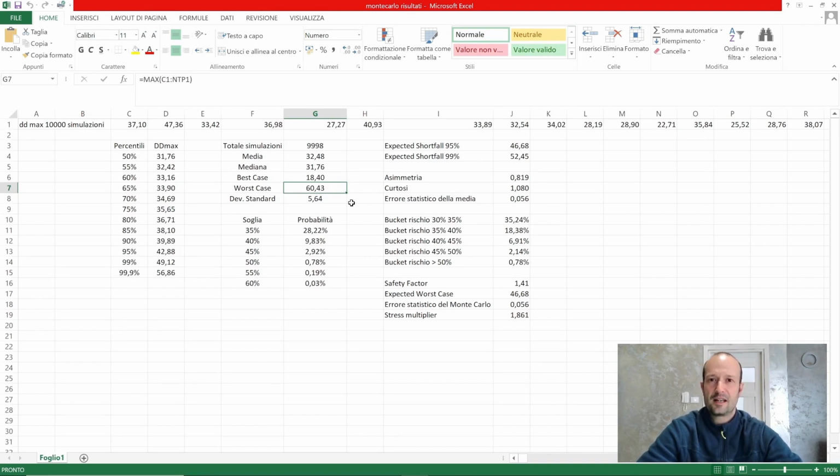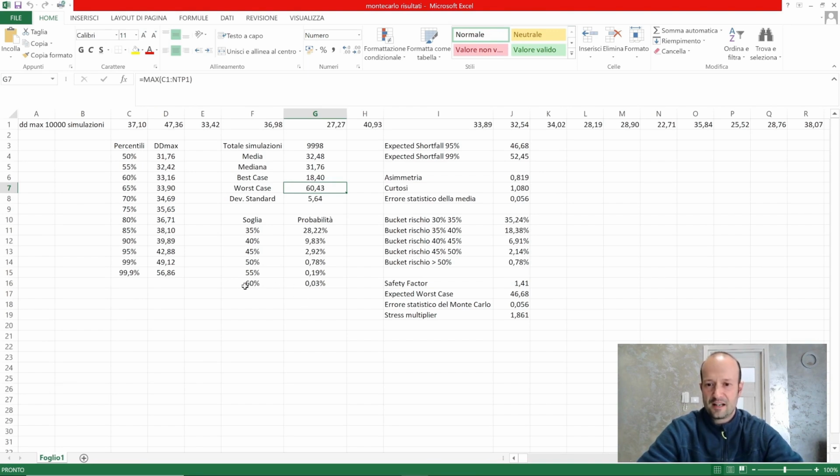Now, however, that's not enough. We need to understand how our 10,000 values are distributed, whether there's only one at 60% or if there's a large group close to 60% and only a few perhaps near 18%, which is the best case. We need to carry out an analysis of our population of numbers. So I calculated these thresholds. What do they represent? Here I have the probability of exceeding a 35% drawdown, 40%, 45%, and so on.